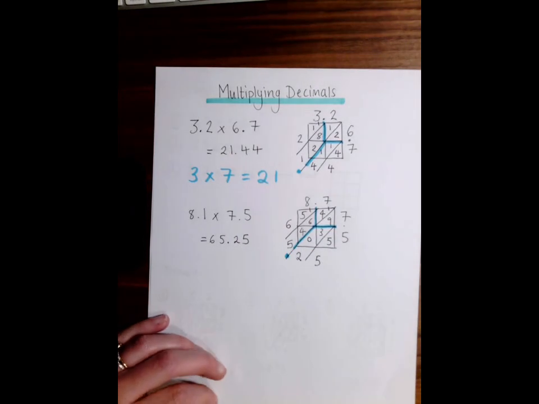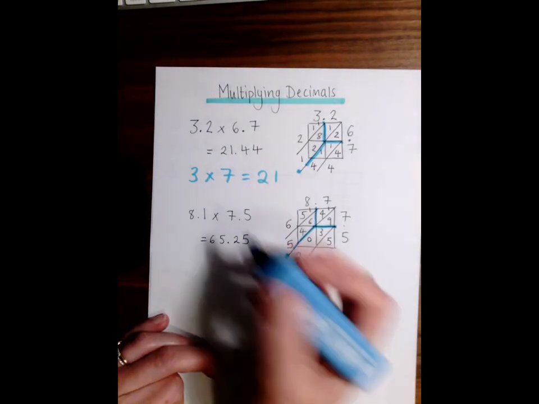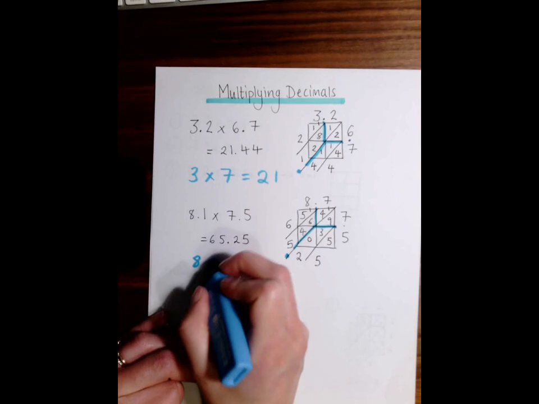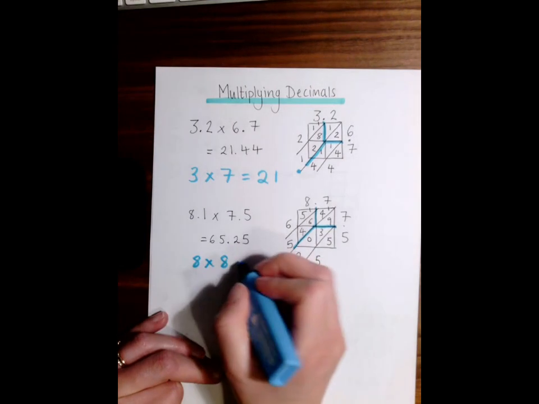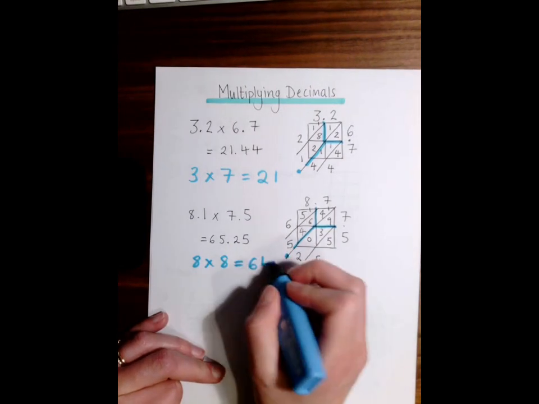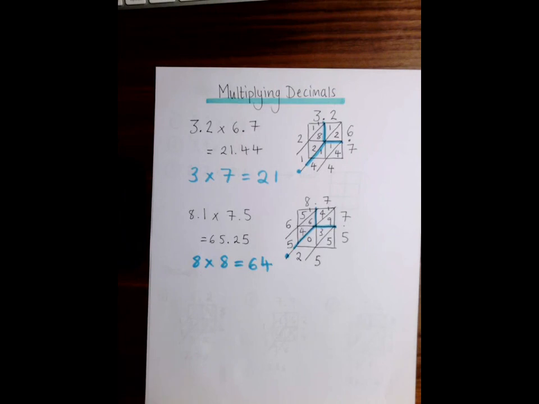And I can check it by doing a little bit of estimation again. So 8 times 8, if I rounded these two numbers, is 64.